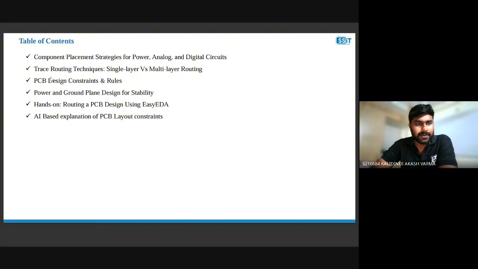And thereafter, trace routing techniques. We are going to discuss single layer and multi-layer, followed by PCB design constraints and rules, which are the design rules we need to follow for PCB design, followed by power and ground plane design for stability, and followed by hands-on. Here we are going for routing a PCB design using EasyEDA. Thereafter, we will discuss how AI will minimize the manual work and improve the design constraints, layout, schematic drawing, and layout development. So this is about today's session.